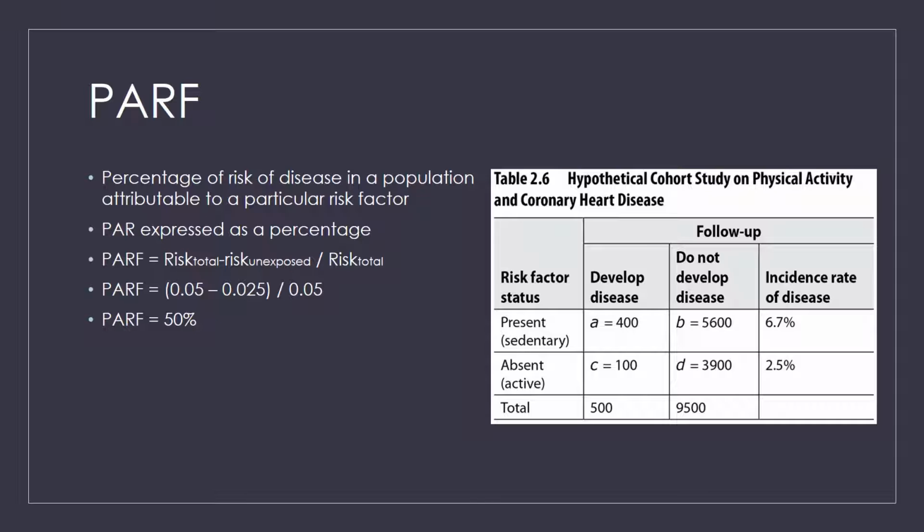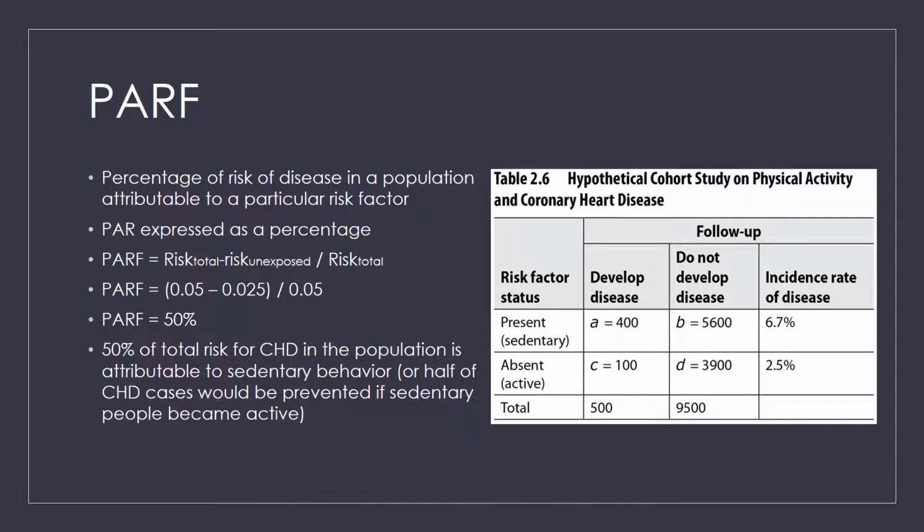You come up with the same numbers as the previous slide, 0.05 divided by 0.025, but you just divide again by the total risk. So you get 50%. So what does that mean? That means that 50% of the total risk for coronary heart disease in the population is attributable to sedentary behavior.